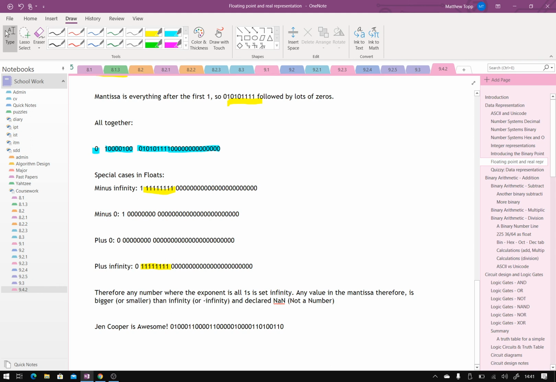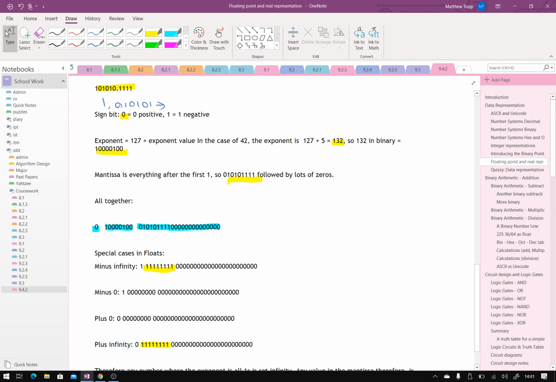Jen Cooper is awesome because when I wrote this first time around, I gave her an absolute cracker of a number to work out, and she worked it out. So it's actually quite simple to do. We're going to do a couple of examples up on the board now.